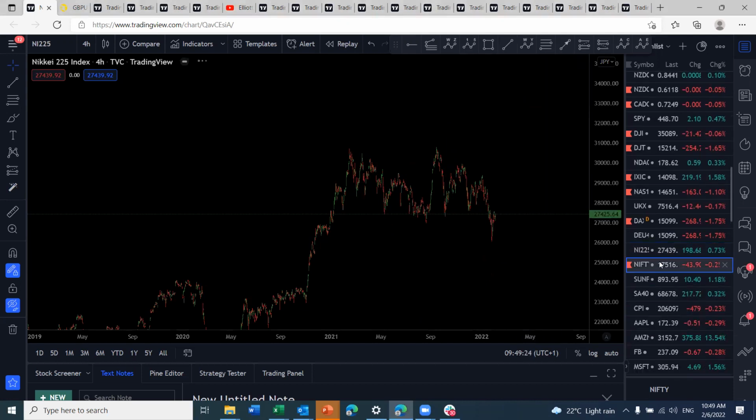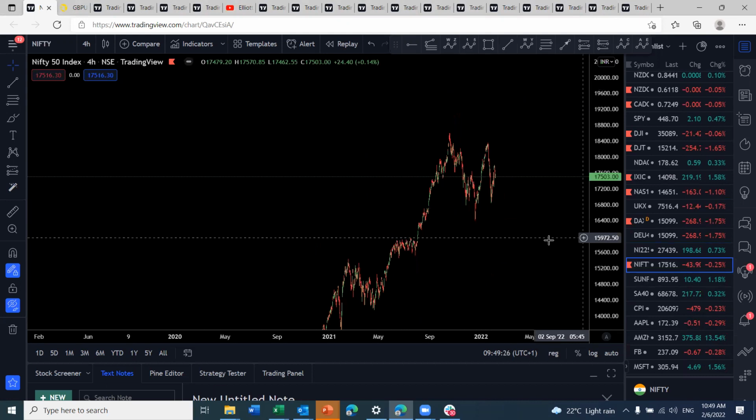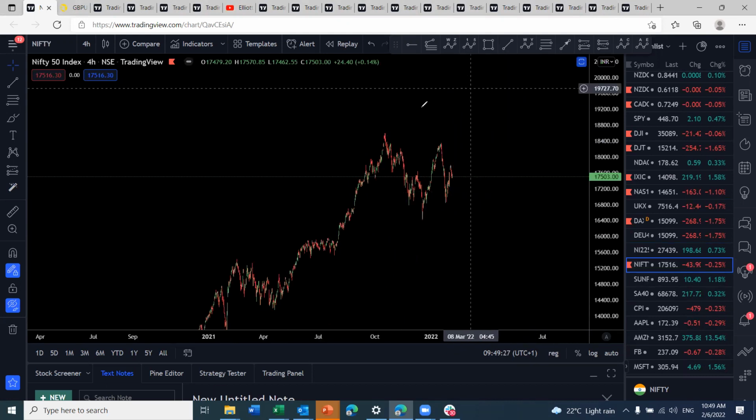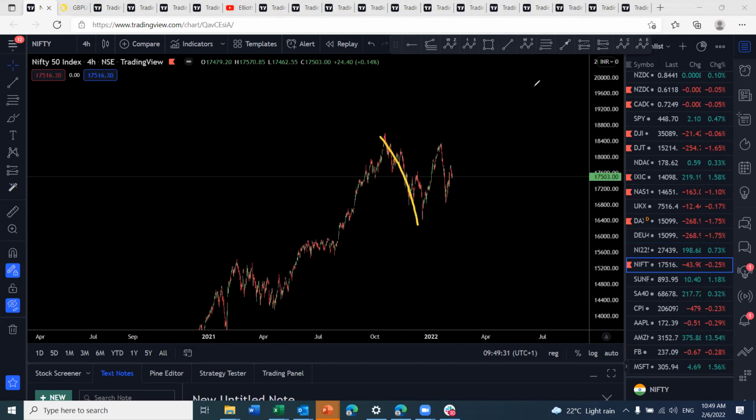Right, and lastly on the indices, the Nifty. Now looking at the Nifty, we've got the 3 waves to the downside. Why am I saying 3 waves? This is a lower degree here. The 3 waves is actually like this. On the Nifty, this is a pullback here. This is a move to the downside.